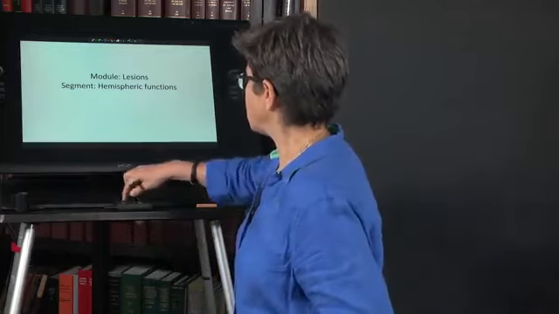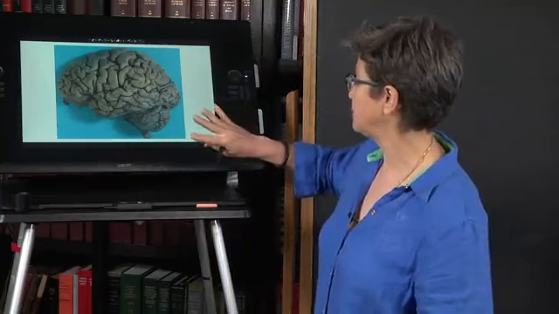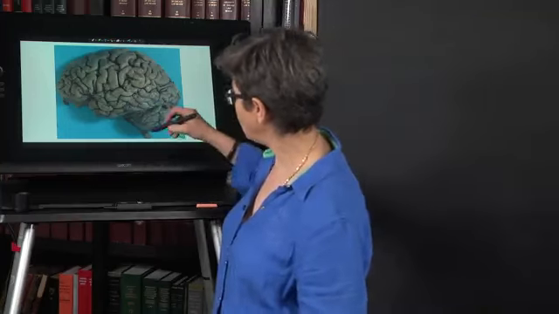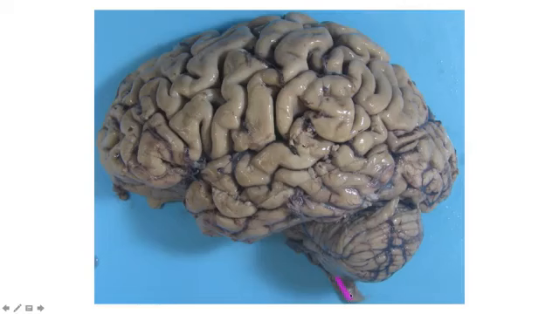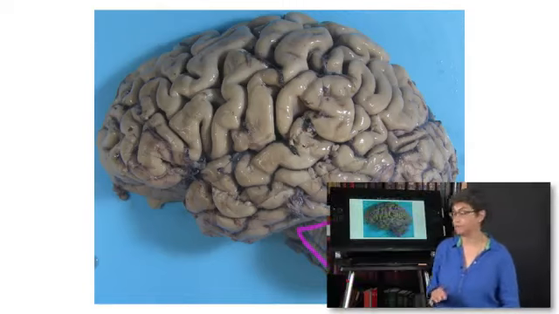Let's remind ourselves of the primary areas in cortex. If we're looking now at the left side of the brain, you can see the spinal cord down here, you can see the cerebellum here, and then the rest of this is the left hemisphere of the brain. And we're going to show where four areas are.